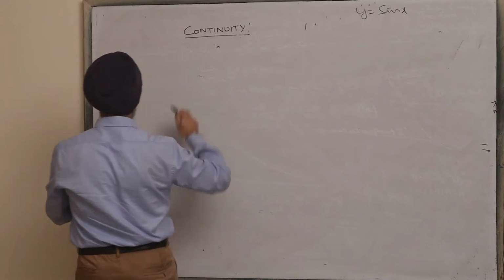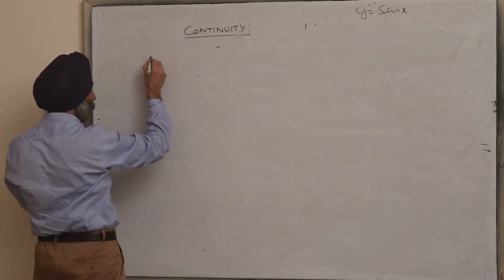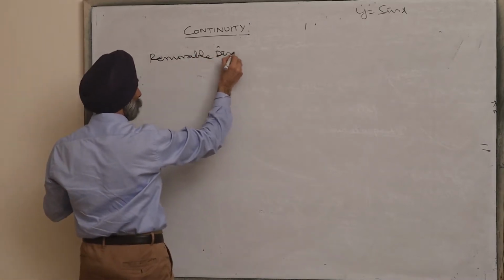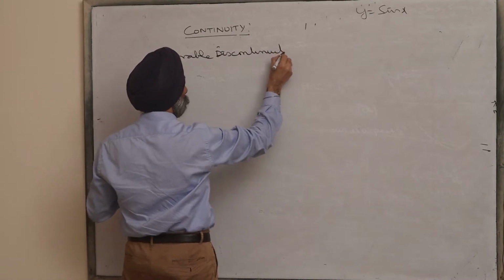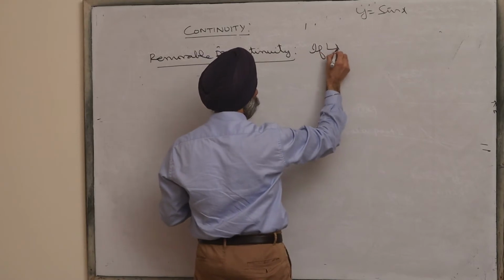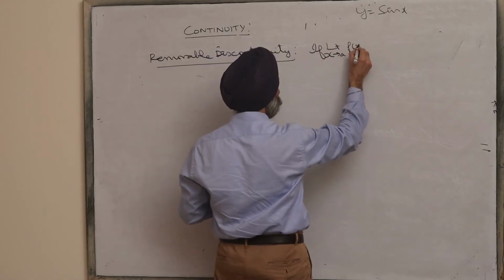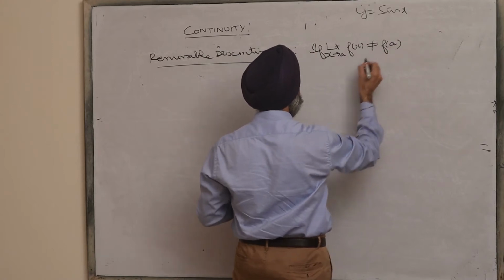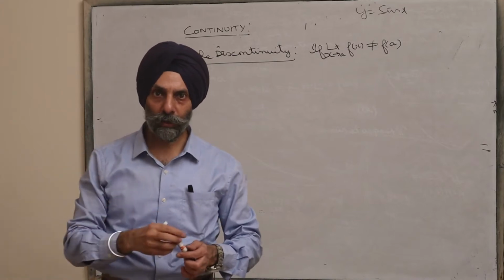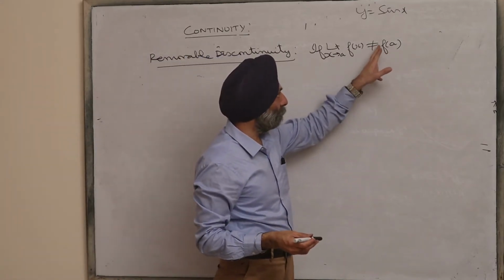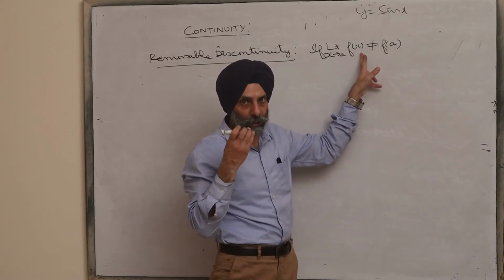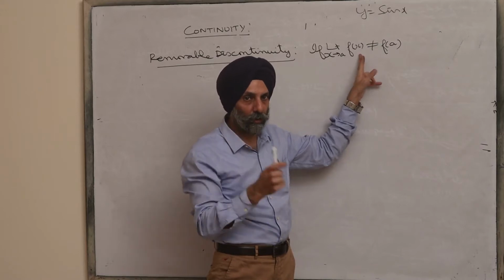Now next is, what do you mean by removable discontinuity? If limit x approaches a of f(x) is not equal to f(a), then we say that the function has removable discontinuity. How can you remove this? We can remove this by having the value equal to the functional value at the point. Then we can say that the discontinuity is removed and the function is now continuous here.